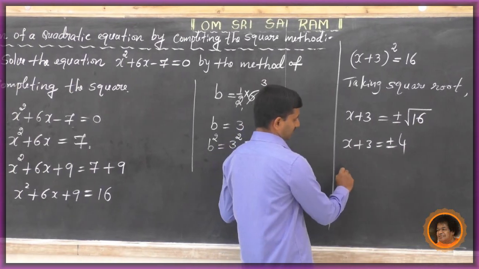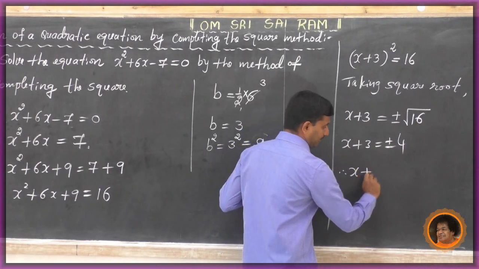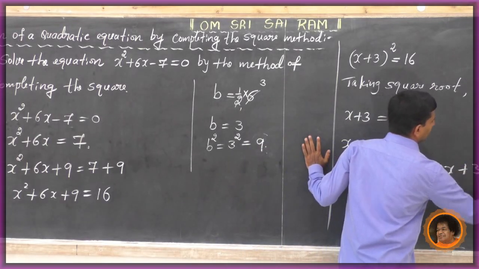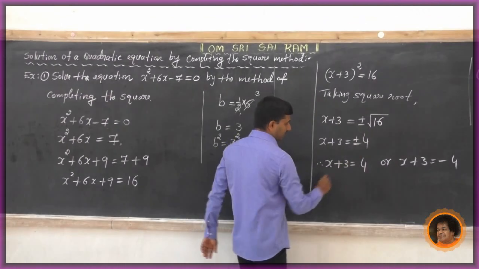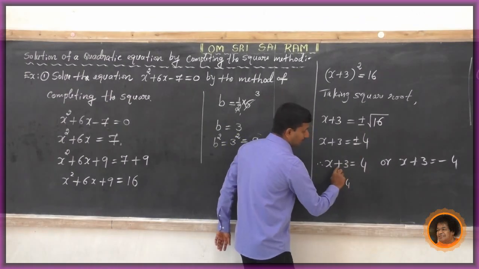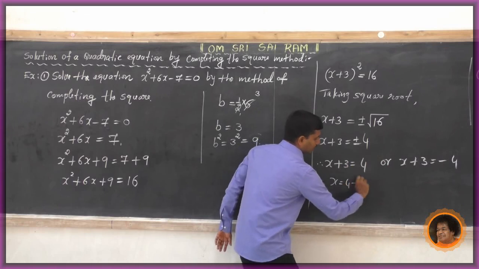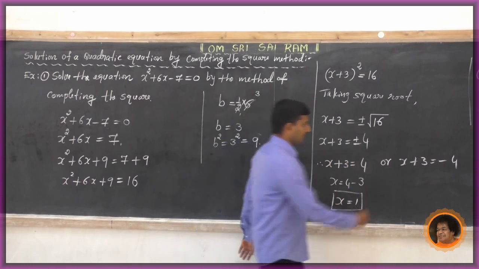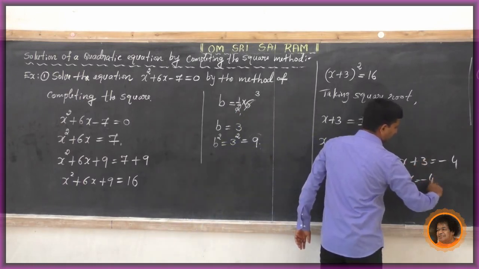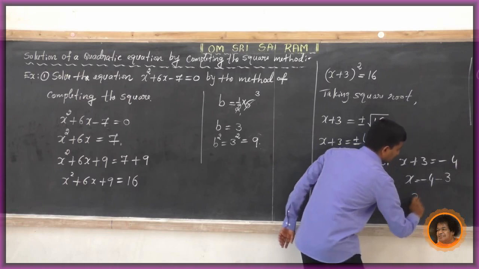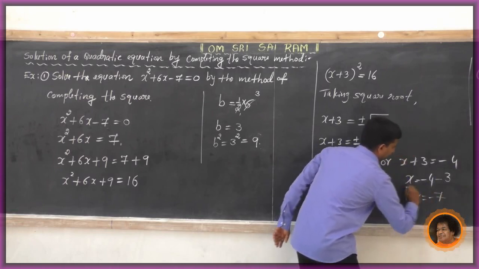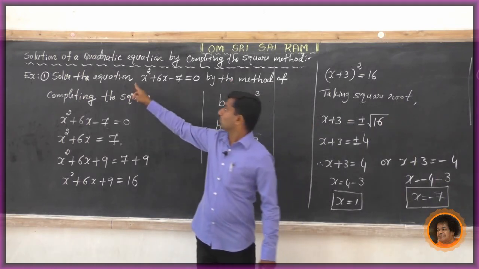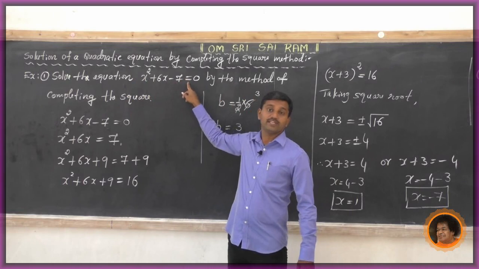Now what is the value of x? Therefore x plus 3 equals plus 4, or x plus 3 equals minus 4. Now find the value of x. So x equals 4 minus 3, transposing plus 3 to the right hand side. So x equals 1. And what about here? x equals minus 4, and plus 3 becomes minus 3. So x equals minus 7. So x equals minus 7 and x equals 1 are the solutions of the quadratic equation x square plus 6x minus 7 equals 0.